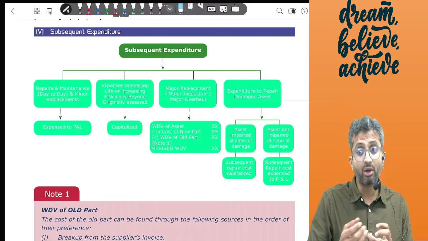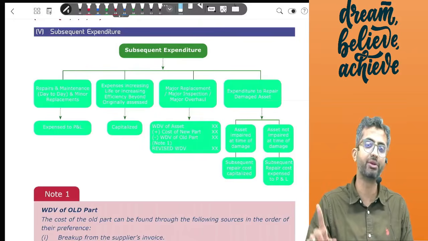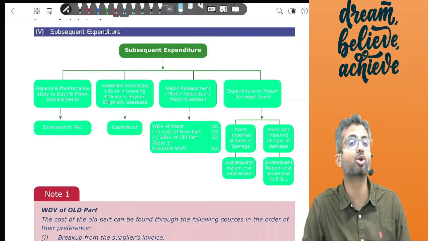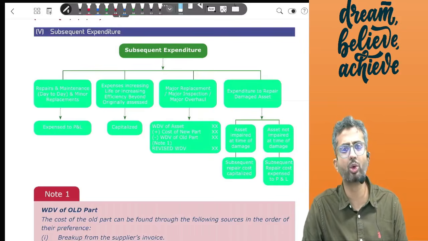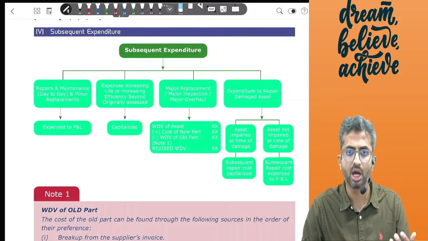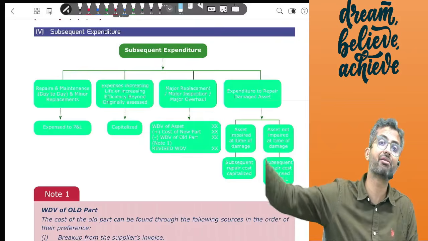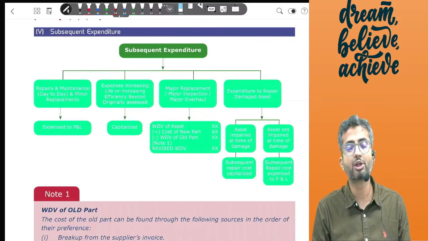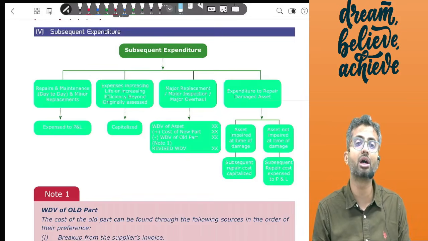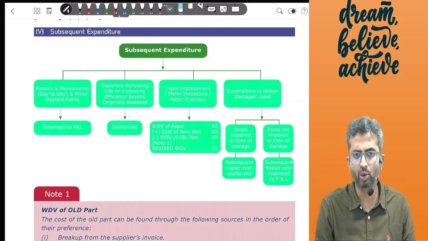At the same time, one part is coming in, one part is going out. At the same time, you will subtract the WDV of the part which is going out. Now the problem is you might not know what the WDV of the part going out is. In such a case, the standard says that you will have to infer it from the breakup available in the supplier's invoice. If not available, then the fair value prevailing when you purchase the asset, and even if that is not available, then you will have to infer it based on the notional cost.